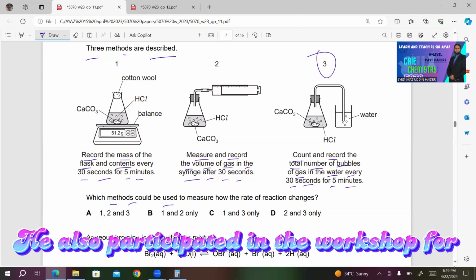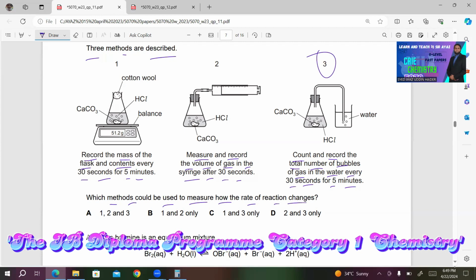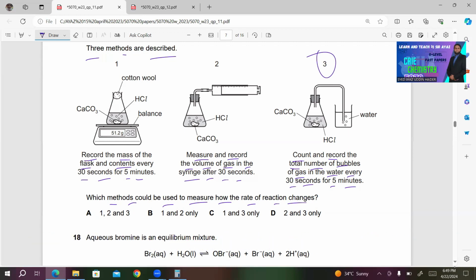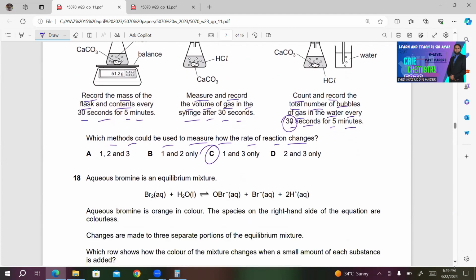Which methods could be used to measure how the rate of reaction changes? So for me, 1 and 2 is practically possible. We can measure and record the volume of gas in the syringe after 30 seconds. This is practically possible. But the marking key says that 1 and 3 is the right answer, which is C. It doesn't make any sense. I don't know how you can count the number of bubbles of gas in water every 30 seconds for 5 minutes. But C is the right answer in this case.